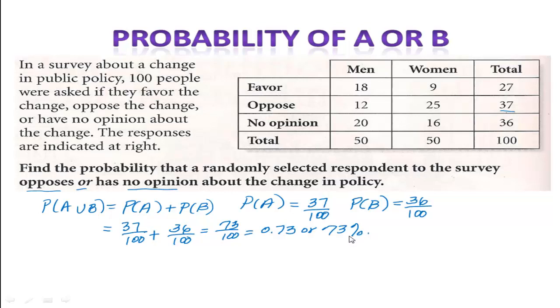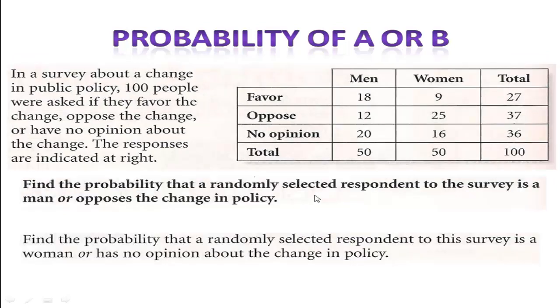Let's see another example. I have the same chart. Now I'm going to do this probability first. Find the probability that a randomly selected respondent to the survey is a man or opposes the change. Now, are these events mutually exclusive or inclusive? Let's look at the chart. I have men here. The first event is that the person that I choose randomly is a man. So that would be these men here, right? And that's a total of 50 men.